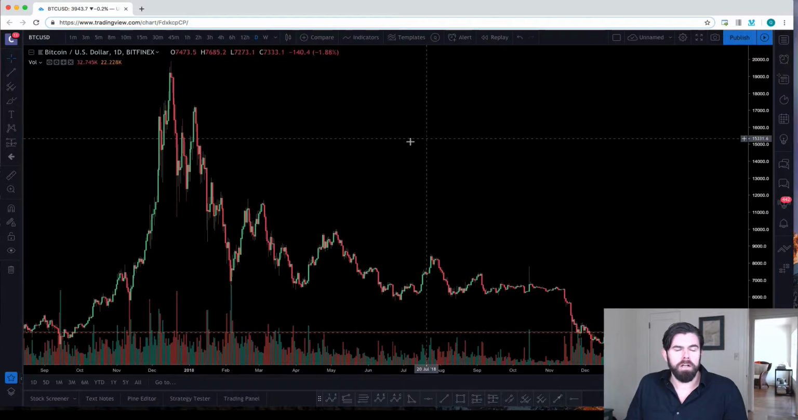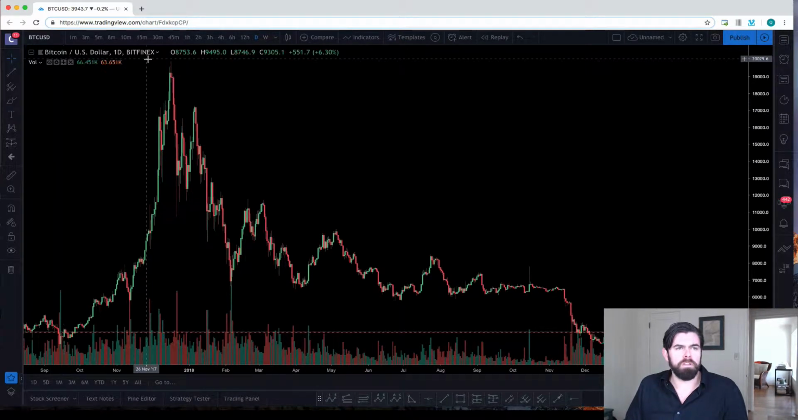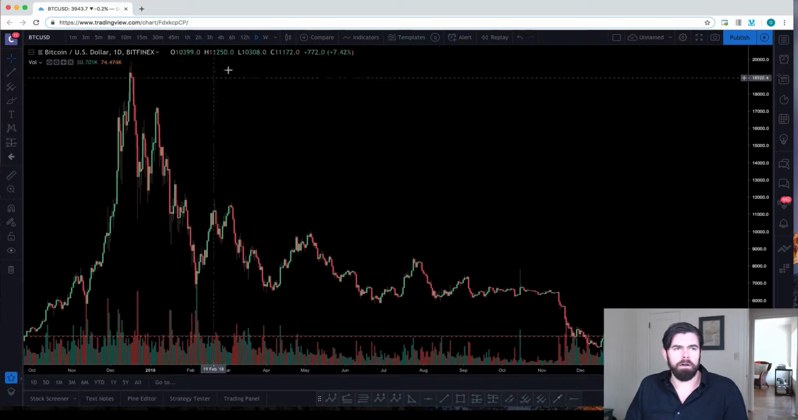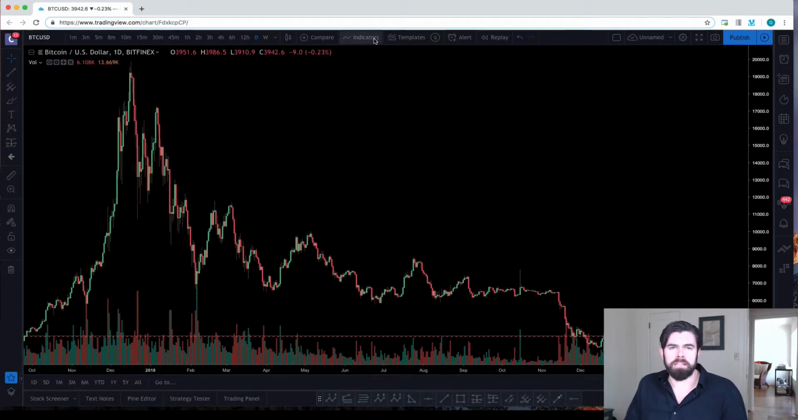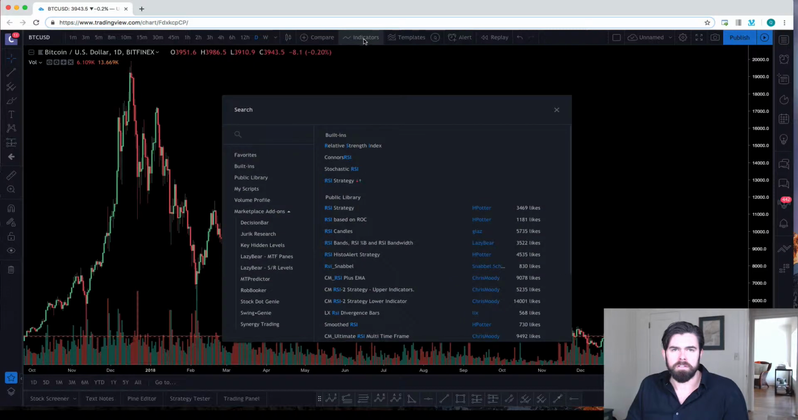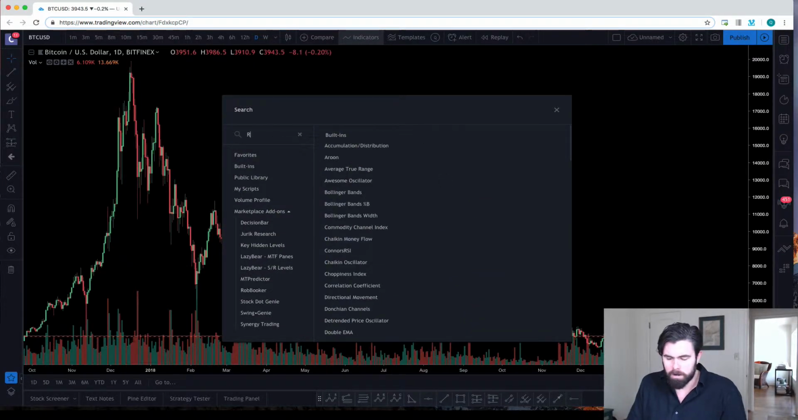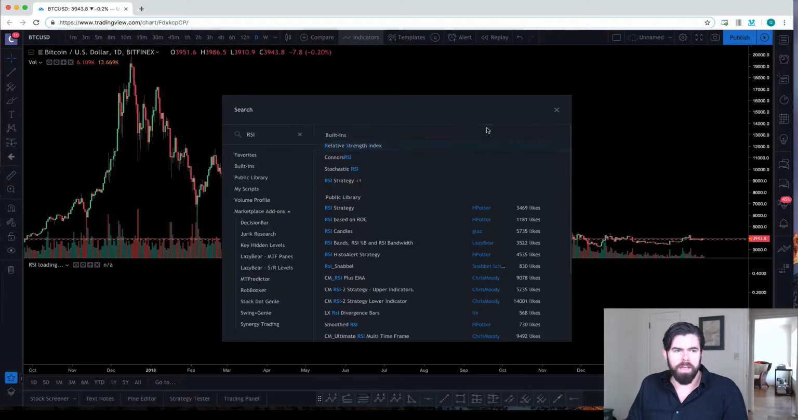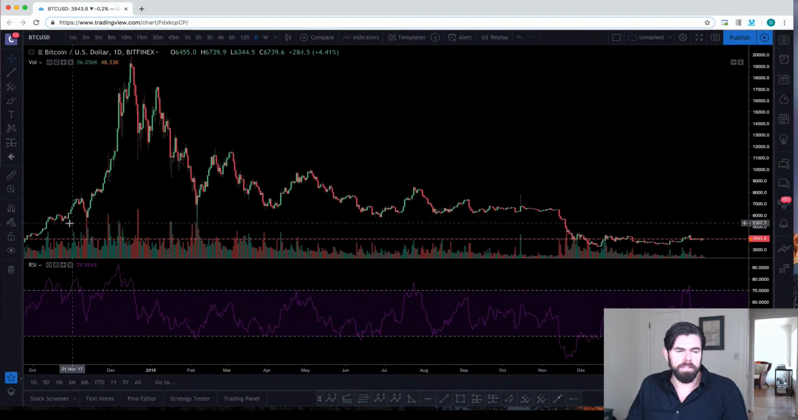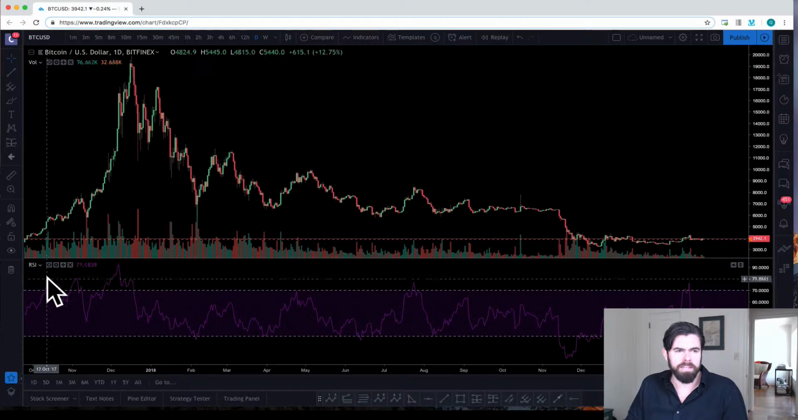All right, so I am on Bitcoin to the US dollar. I'm on a daily chart right now on TradingView. So what we want to first do is just pull up the indicator, go to indicators here, click indicators, and type in RSI. We have relative strength index right there. You click on that. And here comes the indicator right here underneath the price.